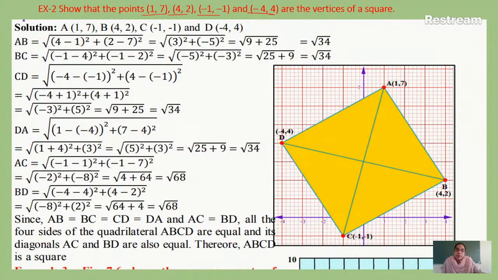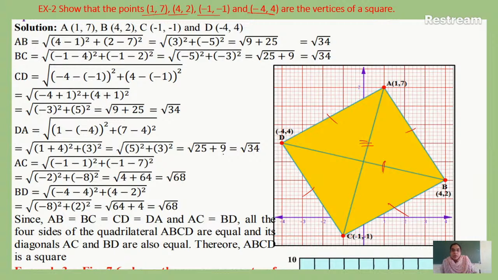Especially while dealing with coordinate geometry, when you are deciding about the shape of the given figure, it's very important to check all the properties. Here, as they are asking us to show the points form a square, what is the first condition for a figure to be a square? All its sides should be equal. This is the first condition. Next one is the diagonals should be equal. The length of the diagonals should be equal.